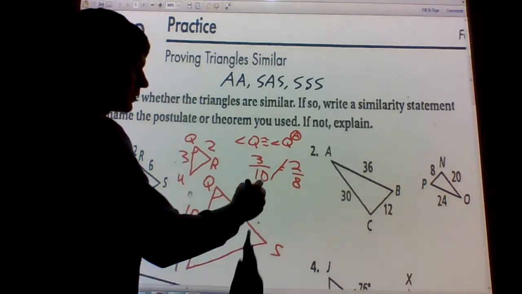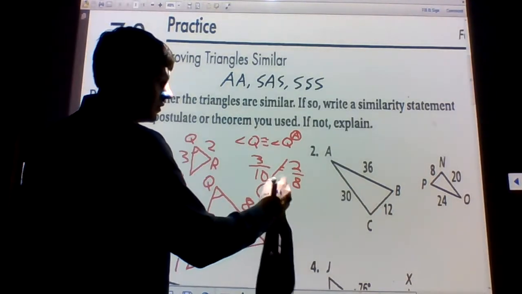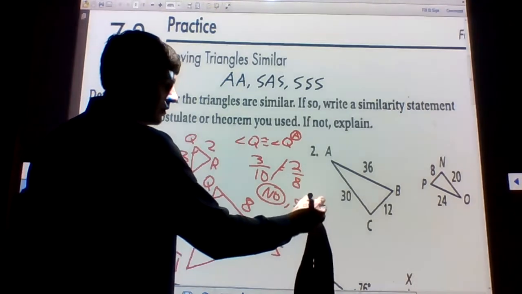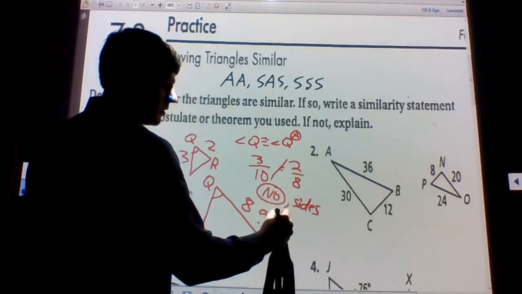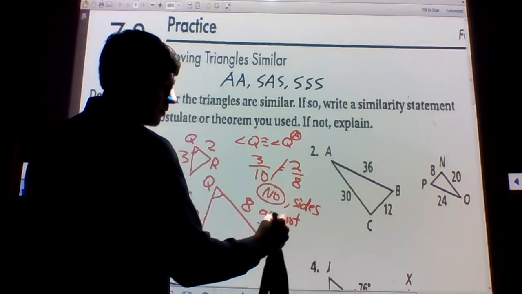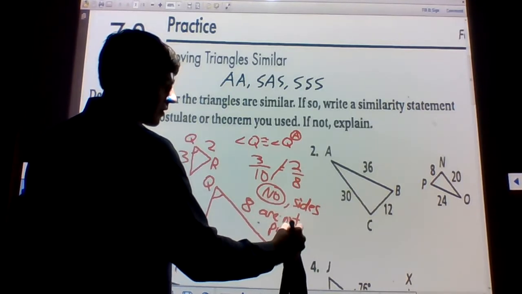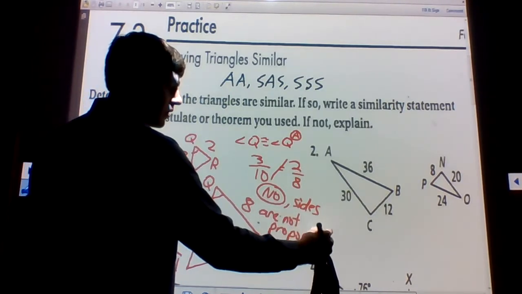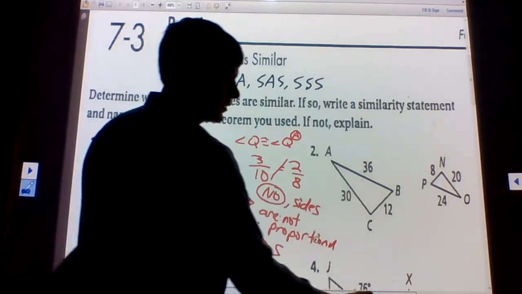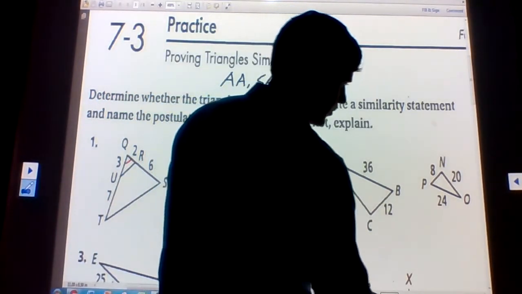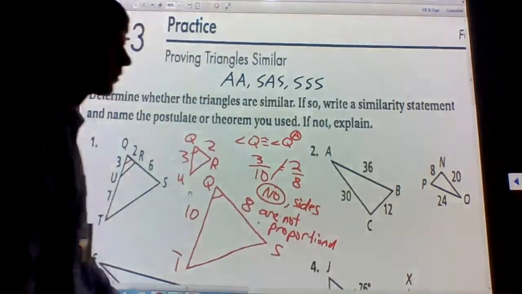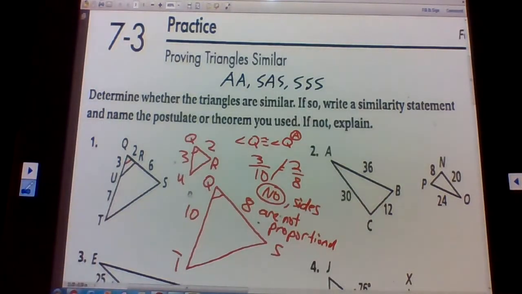Okay, so this one we would say no, sides are not proportional. Right, our ratios didn't equal each other, so our sides were not proportional. Okay, for number 2, they don't give us any information on any of the angles. So we're not going to use angle, angle, or side, angle, side.